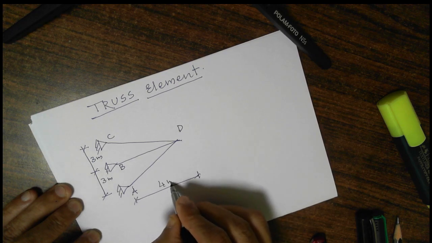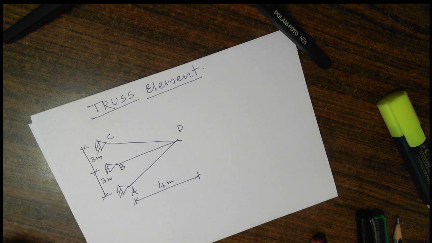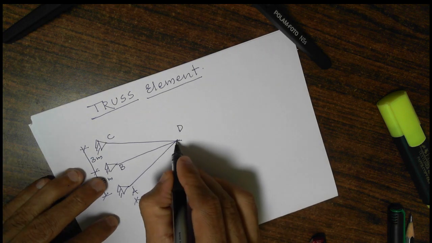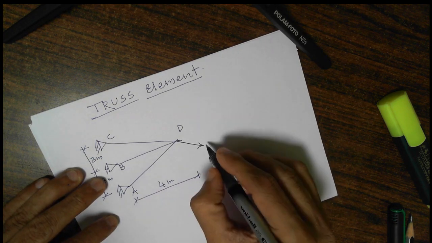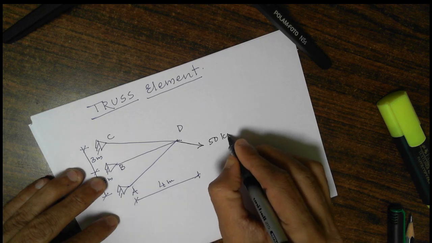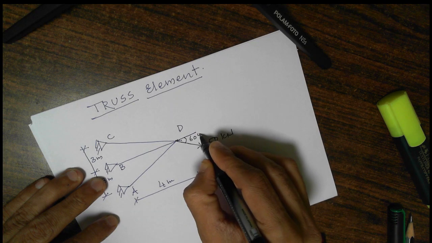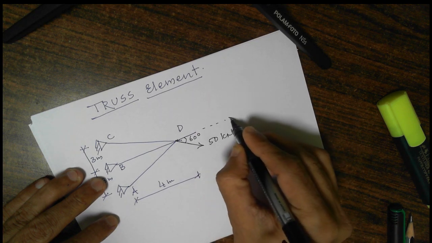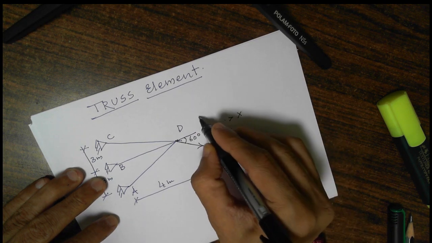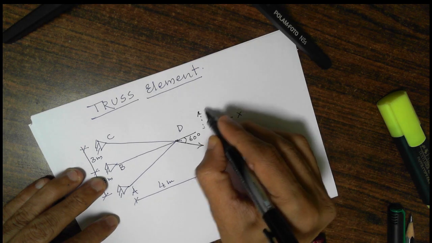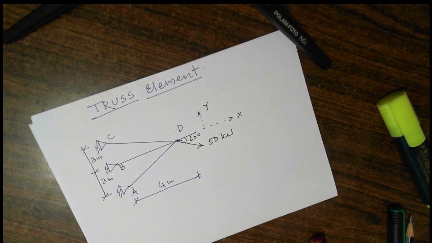This is 4 meters. And the beauty of this example is there is a load, but that load is not acting in a normal way. This load of 50 kilonewtons is acting at an angle 60 degrees with respect to x-axis. Let us say this is our x-axis, global x-axis. Naturally, this will be my global y-axis. So this 50 kilonewton is acting on the truss like this.